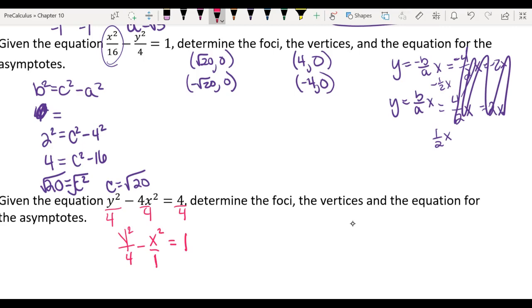Okay, so remember your vertices. It's going to be your y coordinate, correct? And it's only going to be the square root of the first number. So your vertices are going to be 0, 2, and 0, negative 2. So 0, 2, and 0, negative 2. Is everyone okay with that? All right.